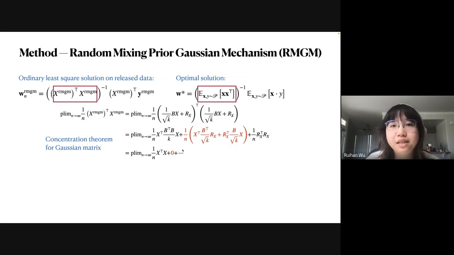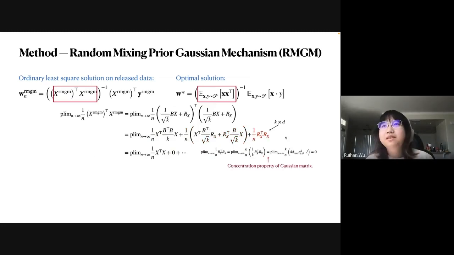And for the second part, I omit the details here, but the idea is simple because X is bounded, and Rx is a Gaussian matrix. We can first prove that the multiplication between this projection matrix and Rx is also approximately a Gaussian matrix. And then by some concentration theorem, we can show that this second part will converge to 0.